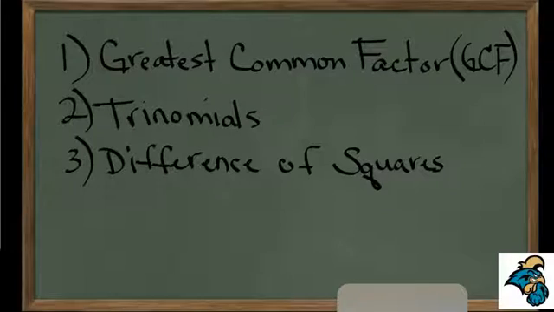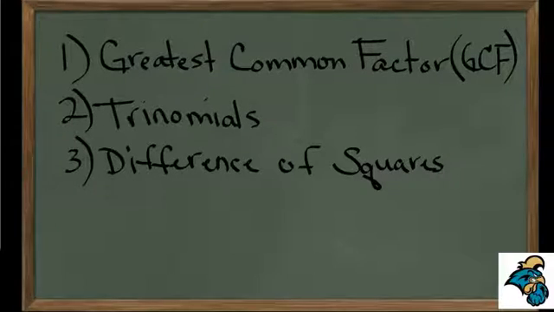In this section, we're going to first look at greatest common factor, how to pull out a greatest common factor out of any polynomial, if there is one. Then we're going to move on to specifically factoring trinomials. A trinomial is a polynomial that has 3 terms. And then we're going to look at the difference of squares.